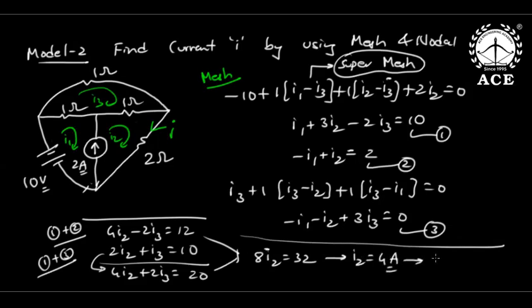I2 is 4, which implies automatically I is 4 amperes, because I is I2. I is 4 amperes.